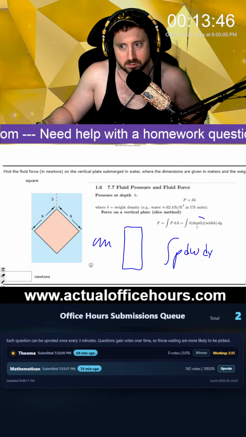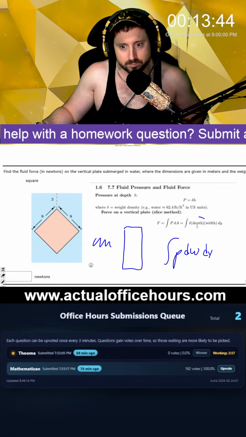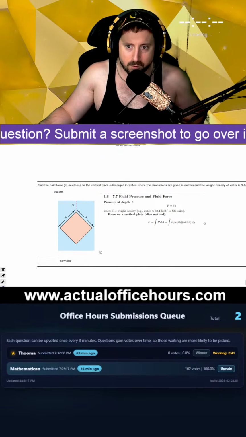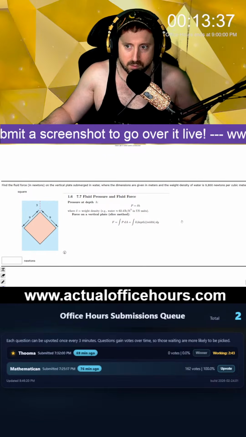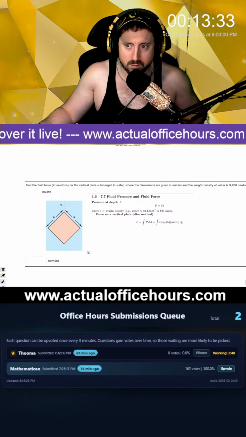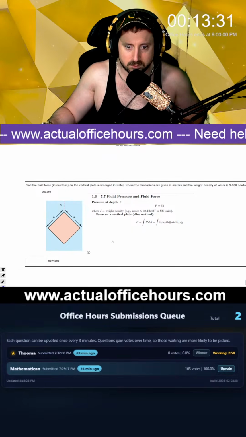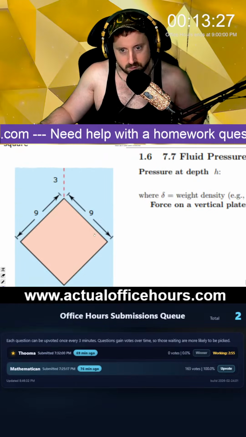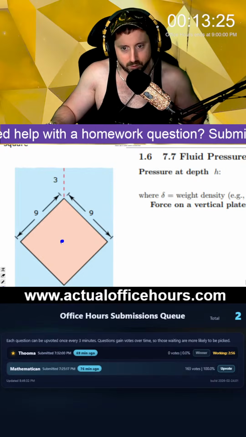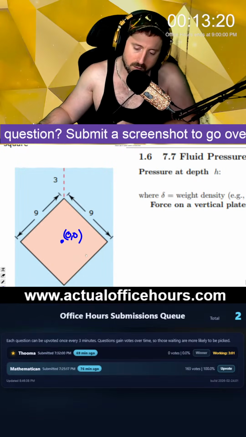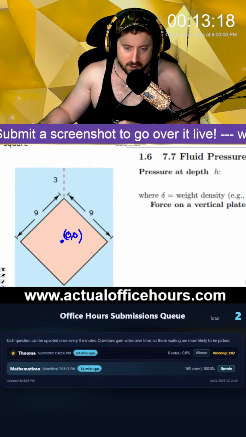I think there's two integrals to this because there's also a bottom half. It depends where you place it on the graph. On the vertical plate, where the dimensions are given, the weight density of water is 9,800. I was told to place it at the centroid, at 0, 0. That's what Gemini told me. And then figure out the rest.